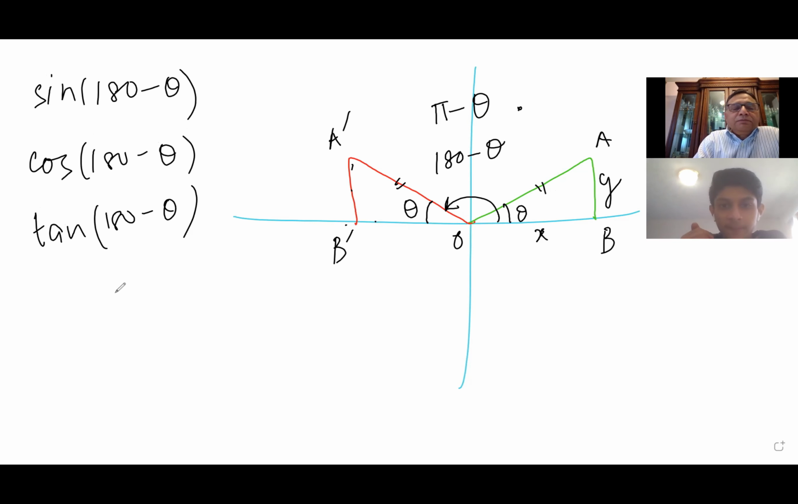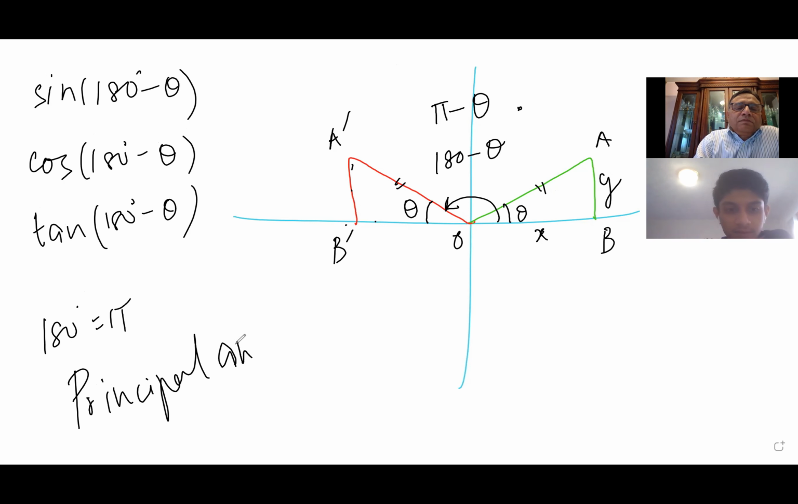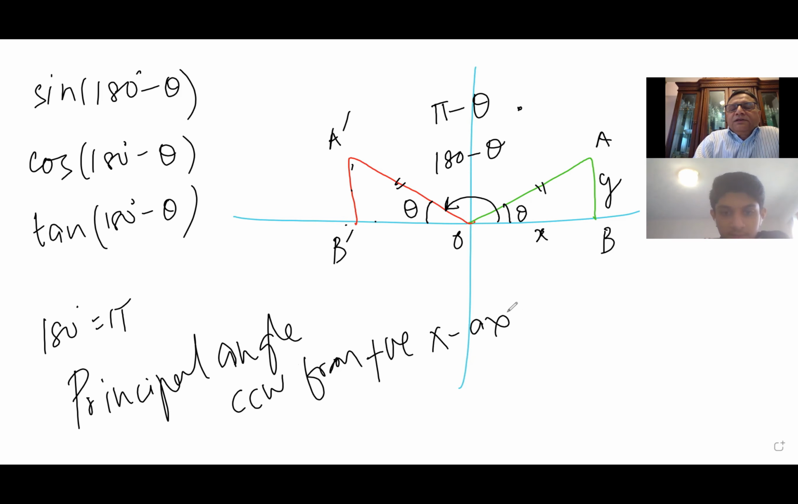Before we attempt those, just wanted to ask: you see the angle you drew, 180 minus theta, that's from the positive x-axis to where? So you always have to draw the principal angle, which is counterclockwise from the positive x-axis. Is that clear to you?